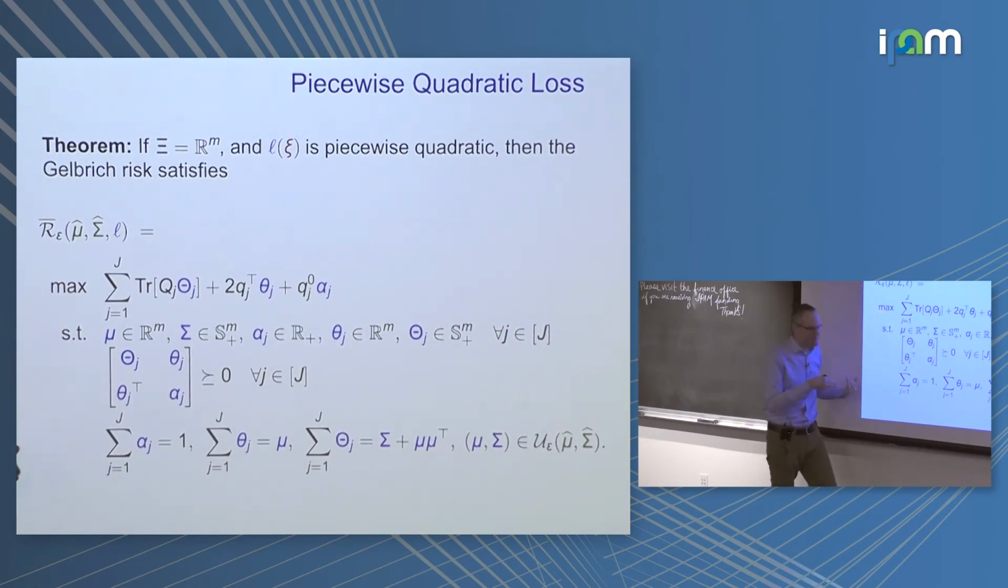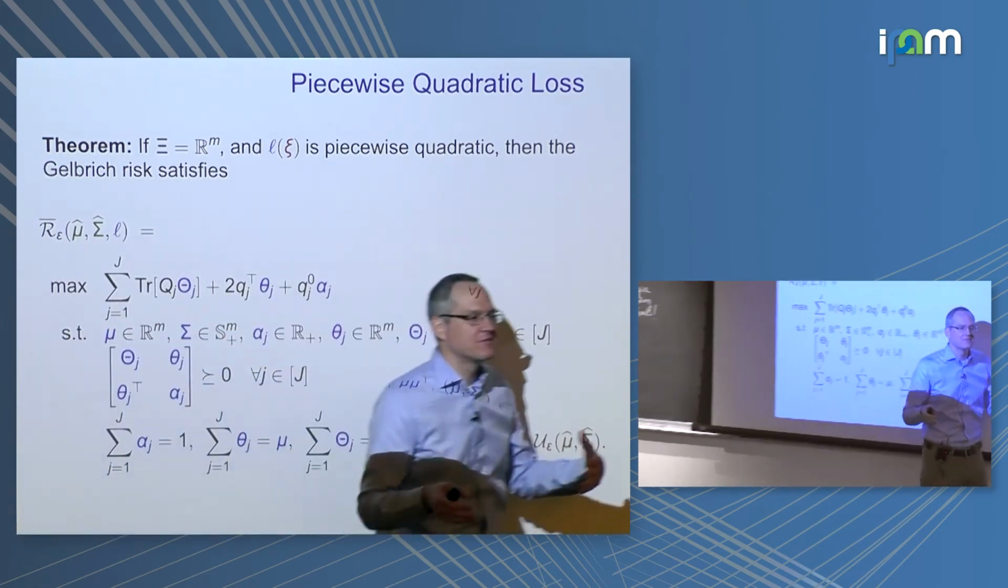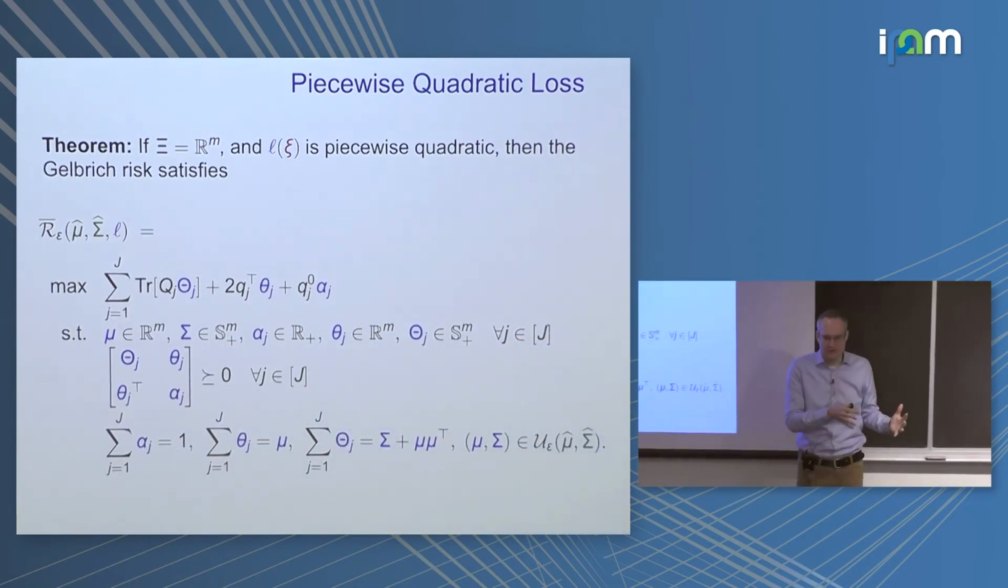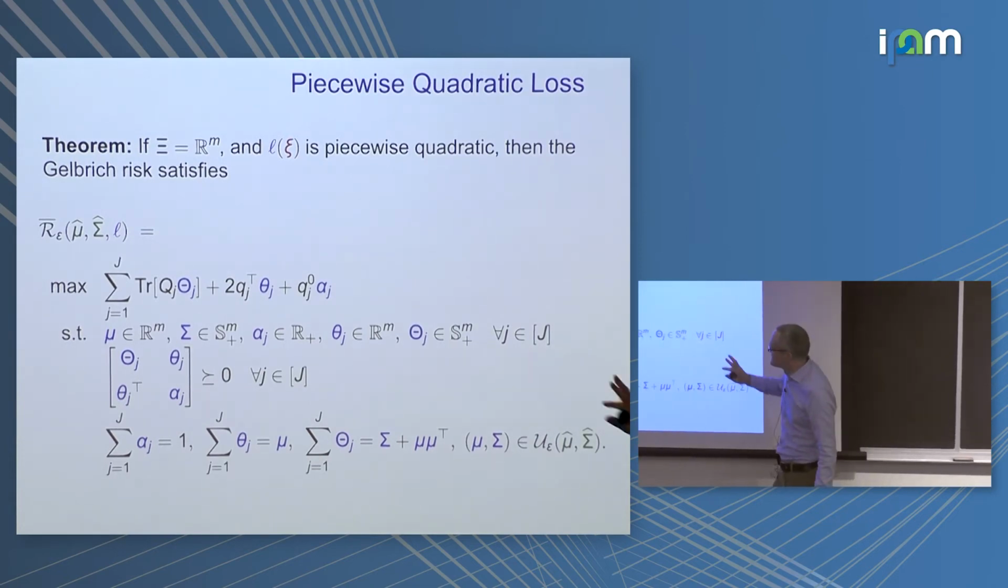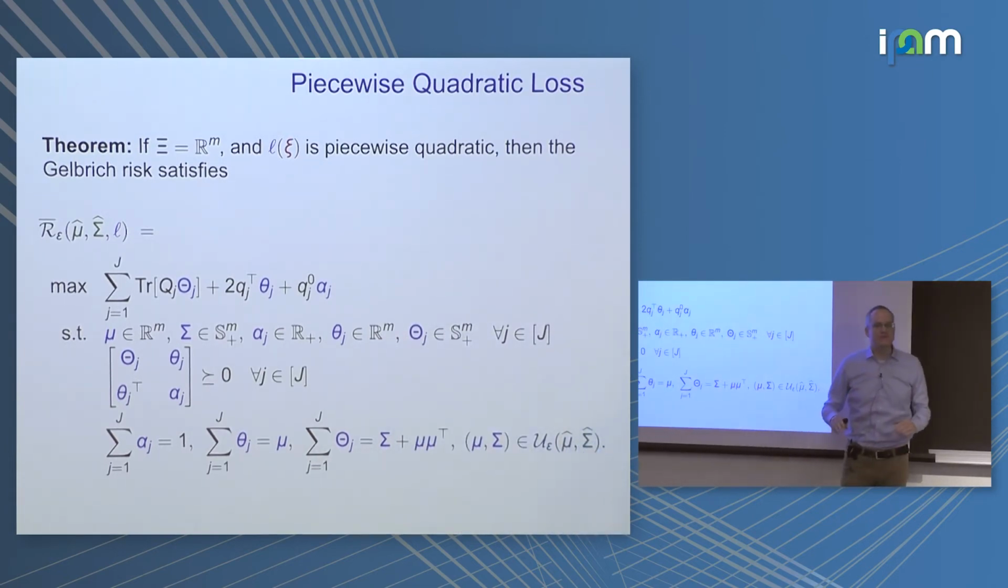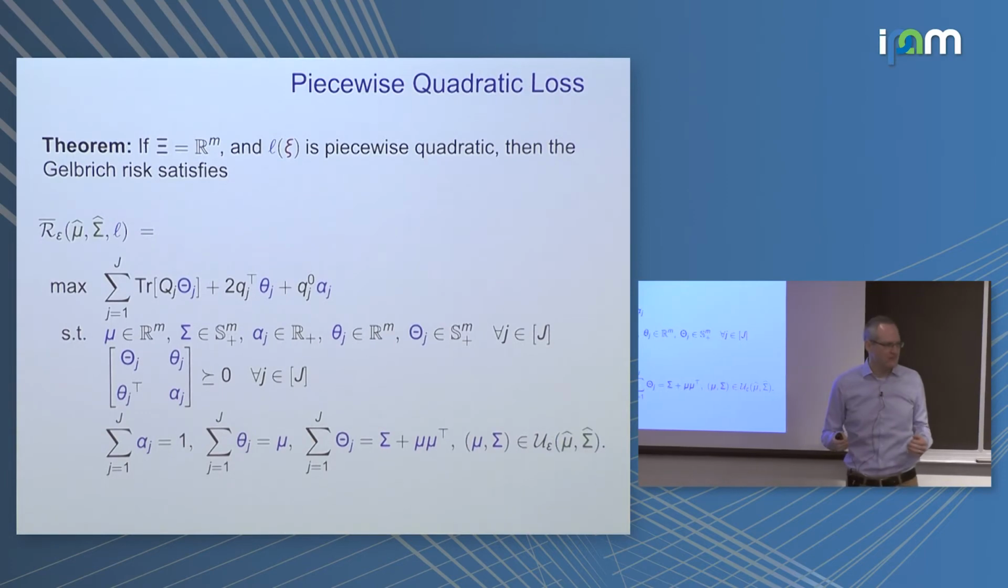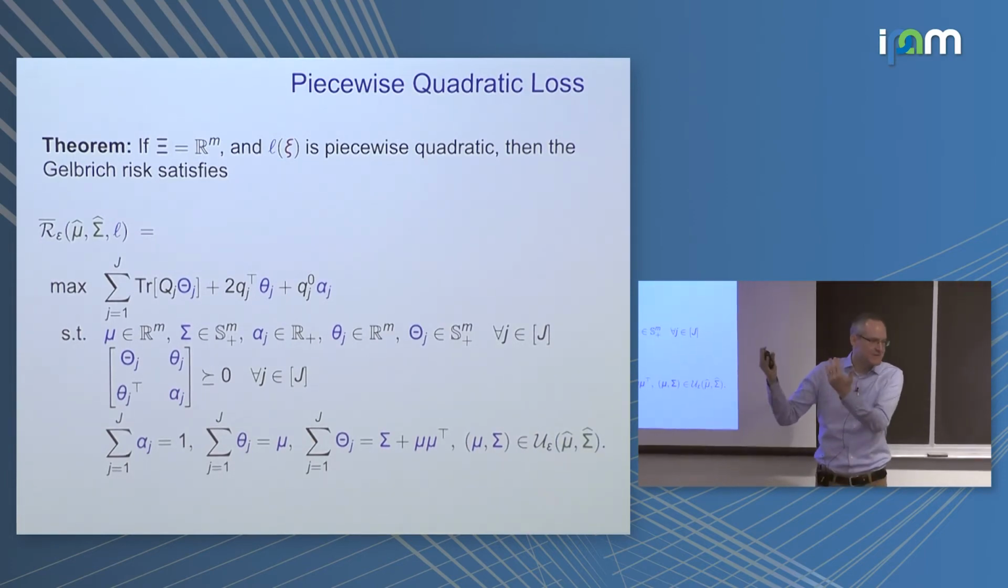And as before, the minimization problem is useful because it can be combined with the outer minimization over the loss functions to obtain one single optimization problem. Whereas the maximization problem is useful because it will give us information about the worst case distribution that should attain the Gelbrich risk if it exists.